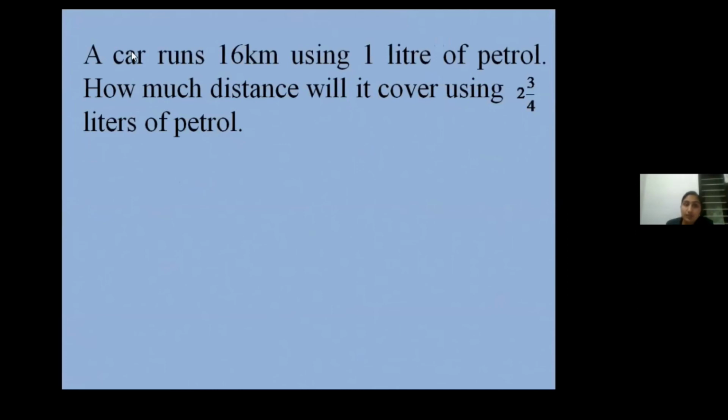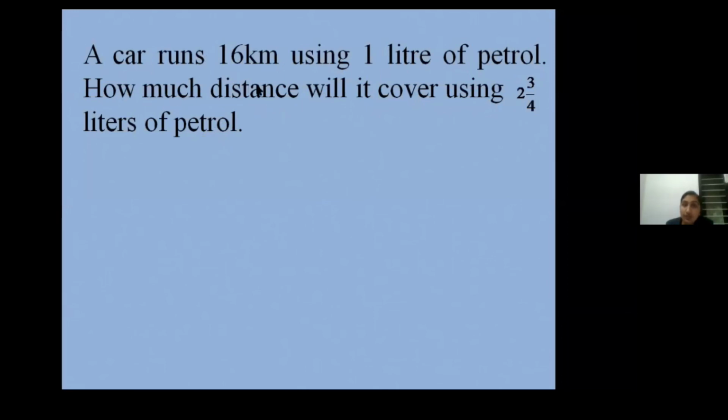Next problem. A car runs 16 kilometers using 1 liter of petrol. How much distance will it cover using 2 3 by 4 liters of petrol? Listen here. For 1 liter of petrol, the car runs 16 kilometers. Just assume that if it is 2 liters of petrol, how much distance will the car cover?